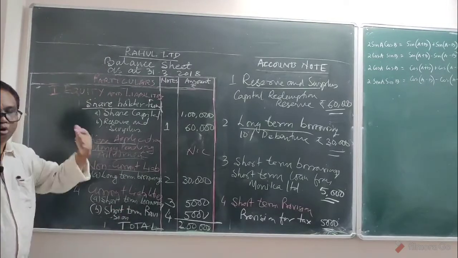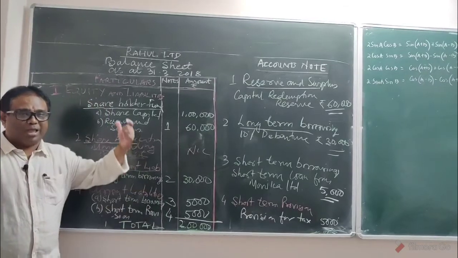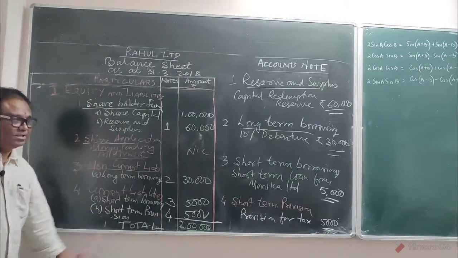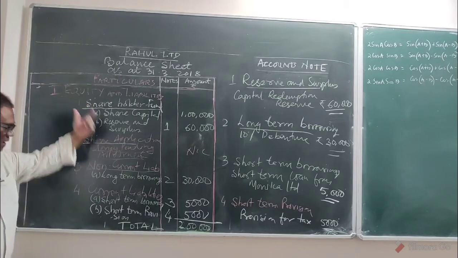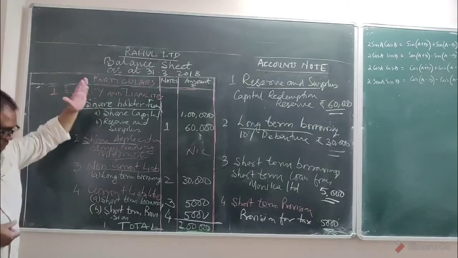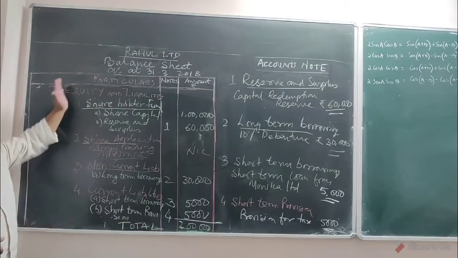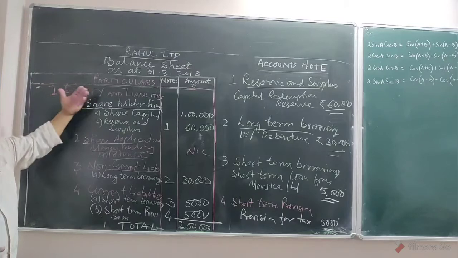Now I'll show you how the asset side is presented in the balance sheet. In this question, there is no space down, so again I'll rub this one and continue. You have to prepare the vertical form of balance sheet in your copy. So now again I'll rub this one and continue for the asset side here.